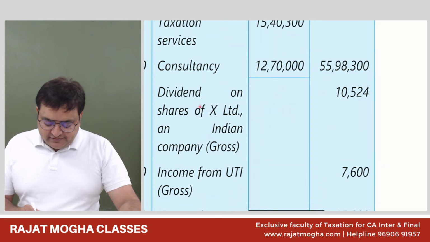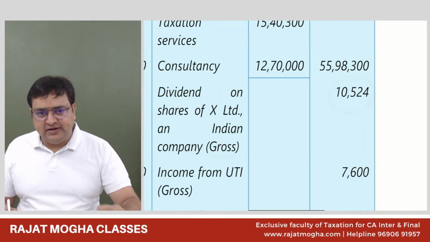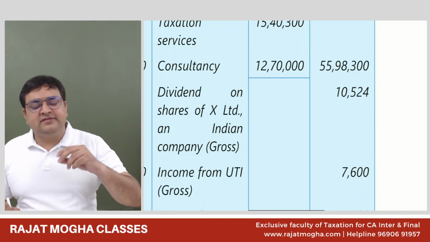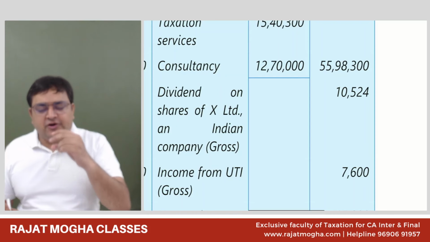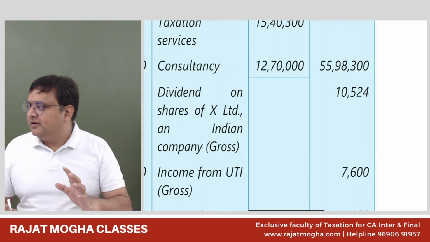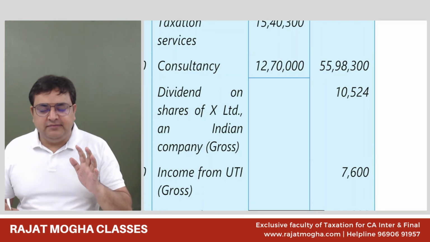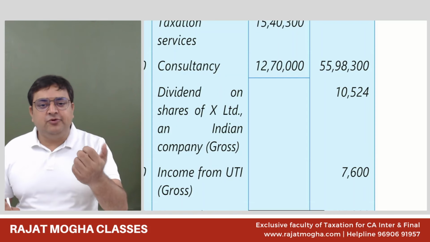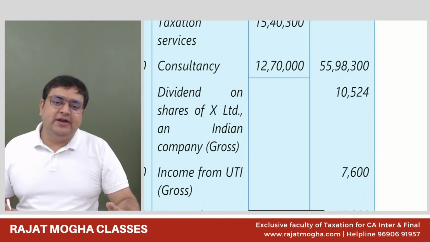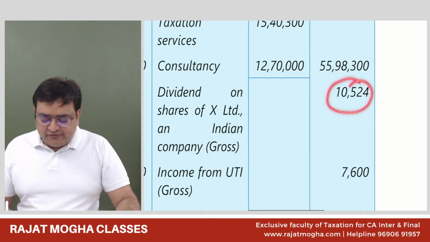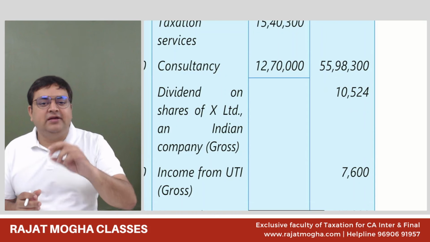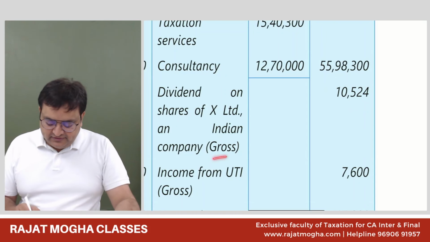Dividend on shares of X Limited, gross. So it is not net, it is gross. It is before TDS only. The figure is before TDS. It does not mean that TDS is not deducted. TDS was deducted, but we are recording it at the gross value. Correct? So TDS must have been deducted because if any company is paying you dividend of more than 5,000, they deduct TDS at the rate of 10%. So it was deducted, but we are recording it before TDS value. Got it? So this is the gross value.